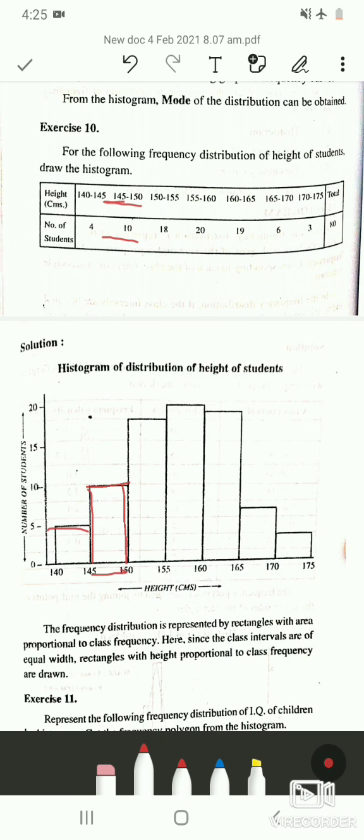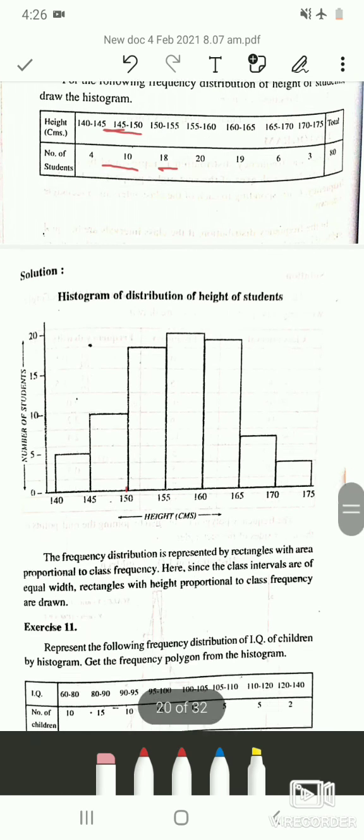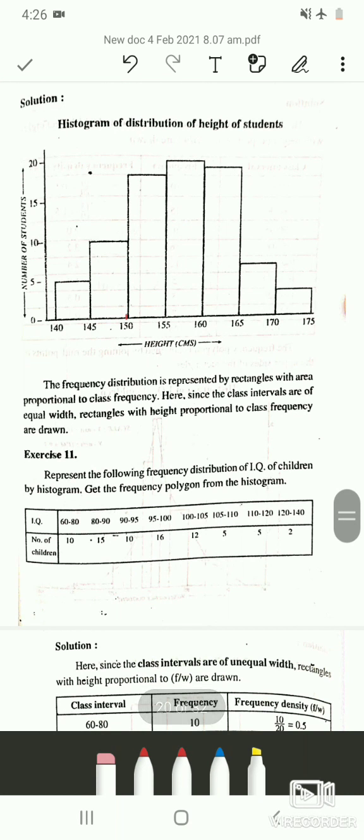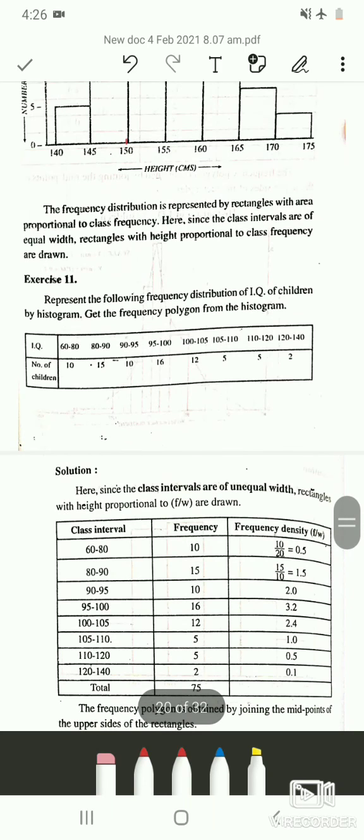Then the next rectangular box will be of height 18 students, which is somewhere here. Similarly, plot for all the class intervals. So this is the histogram, and don't forget to write the title, that is, histogram of distribution of heights of students. The frequency distribution is represented by rectangles with area proportional to class frequencies. Since the class intervals are of equal width, rectangles with height proportional to class frequencies are drawn. So let us see the next example.